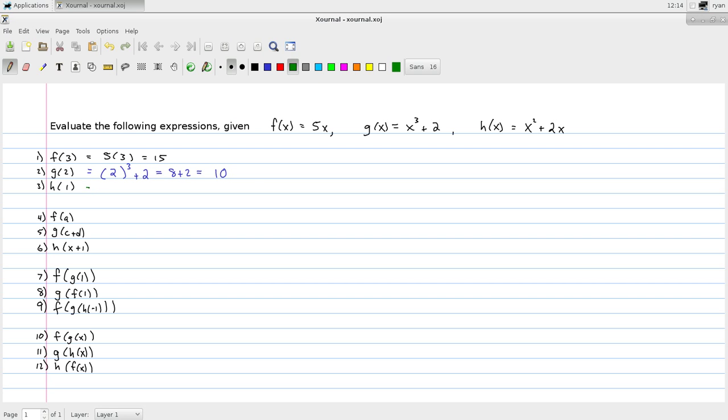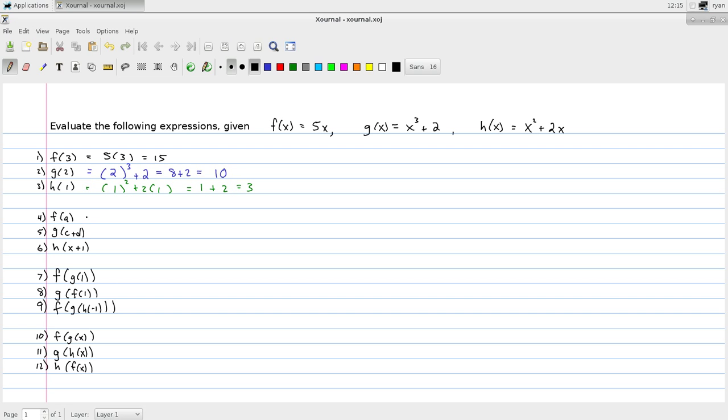Next one, h of 1. So we're going to go to the h function. Every place you see an x, we're going to replace that with 1. So this is normally x squared plus 2 times x, but those x's we're going to replace with 1. And then to evaluate, 1 squared is 1, plus 2 times 1 is 2. We add these together and get 3.